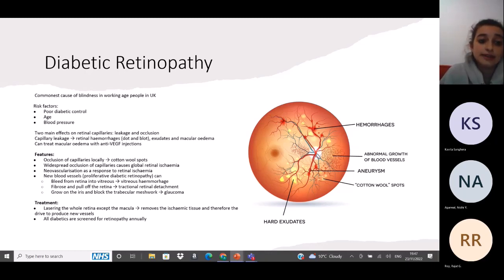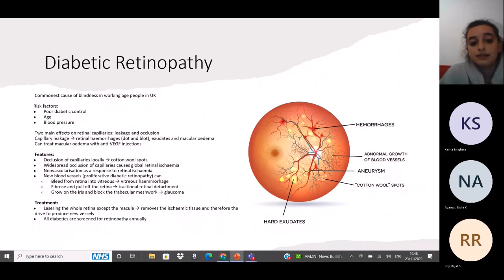If you get leaky capillaries, then you get hemorrhages, and you also get edema, and macular edema can be treated with anti-VEGF injections. There are a couple of features just to know that are associated with diabetic retinopathy. You get cotton wool spots, which are caused by occlusion of the capillaries.